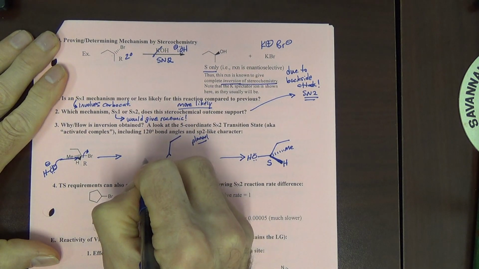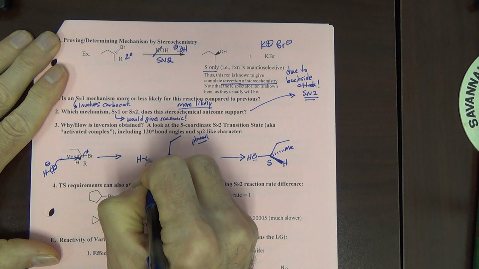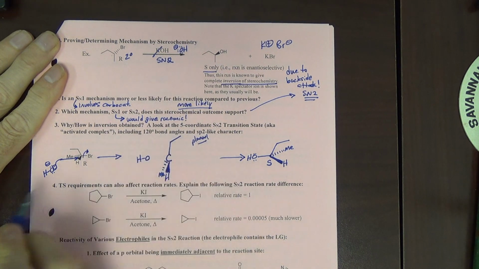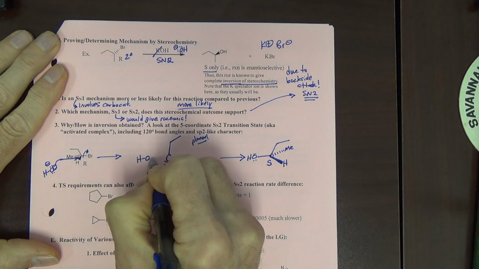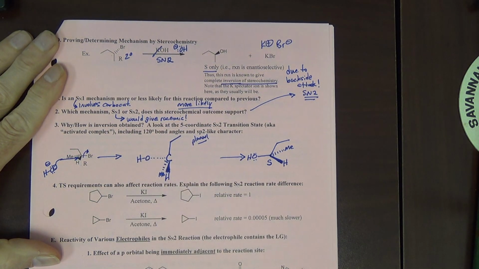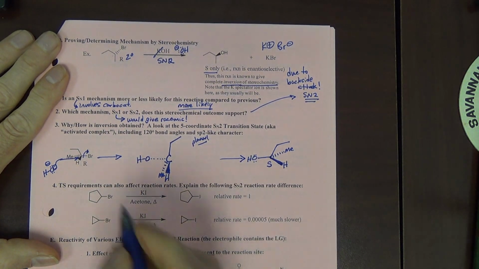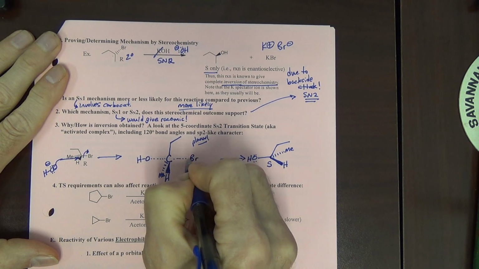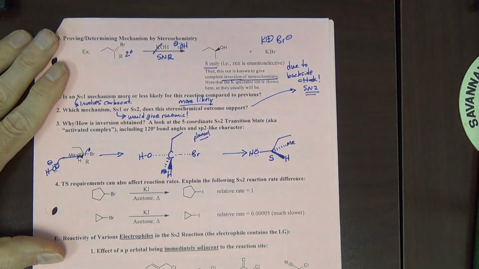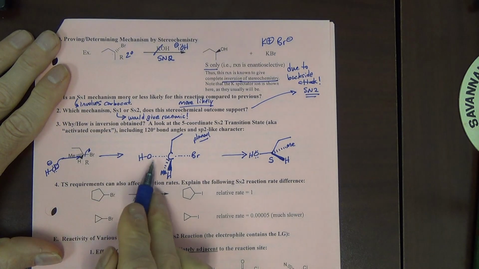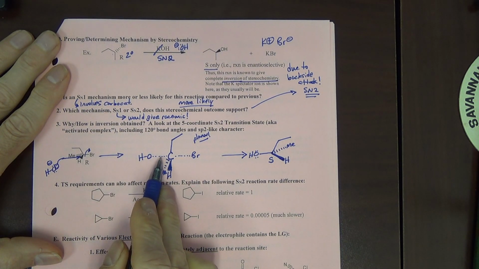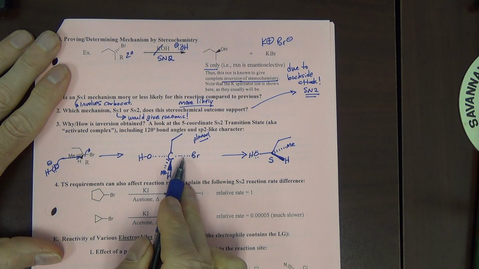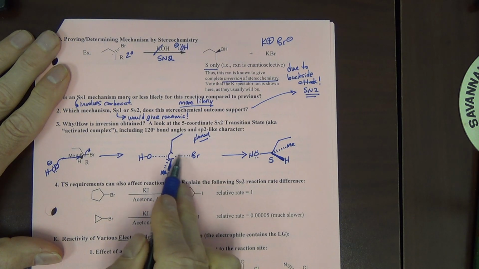And in the transition state, we have a bond forming here between the O and the carbon. And we have a bond breaking between the carbon and the bromine. So as the bond is forming, it's like a half a bond. And as the bond over here is breaking, it goes from a full bond to like a half a bond.